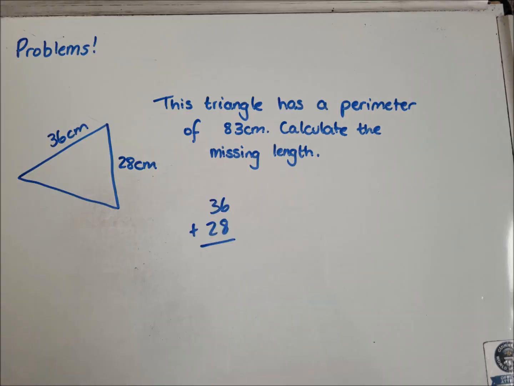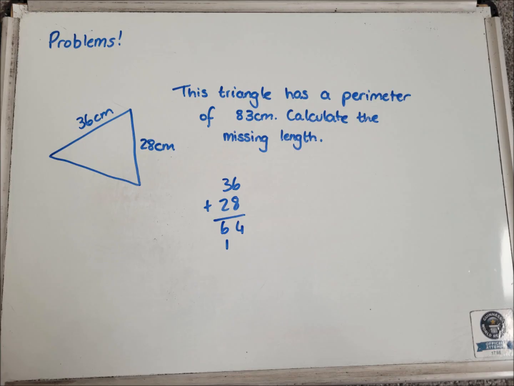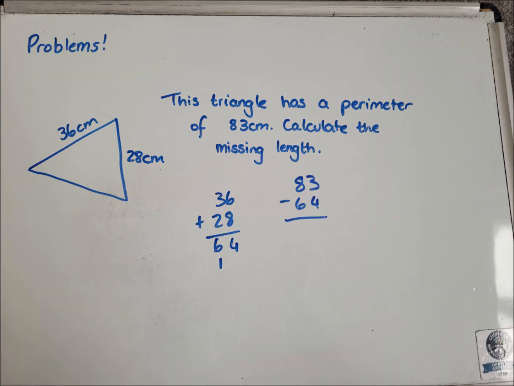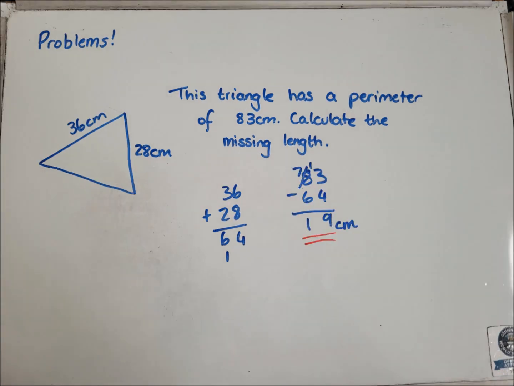Another strategy we can use here is to add up the two sides that we already have. So we could do 36 add 28, which gives us 64. Then with the 64, I can take that away from the total, so 83 take away 64, which leaves me with 19 centimetres. So whatever way I do it, I get the correct answer of 19 centimetres.